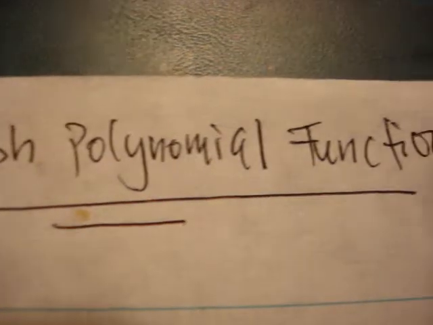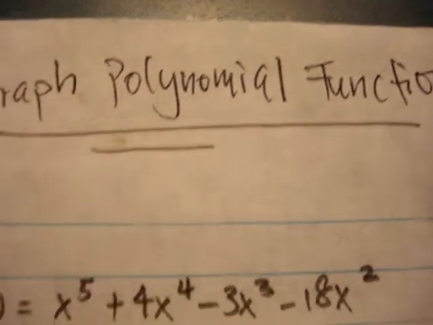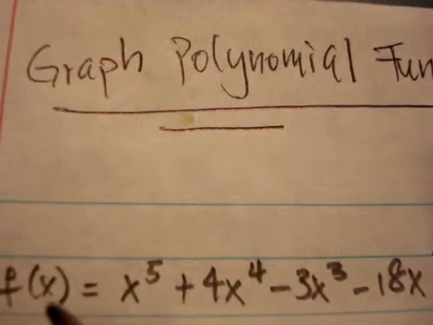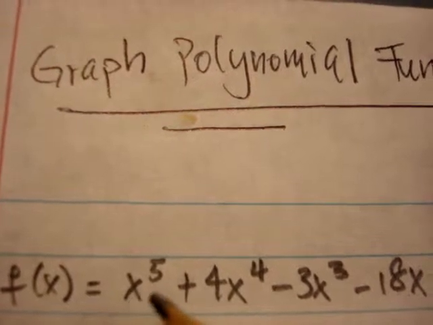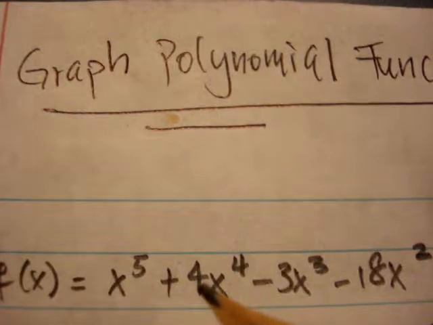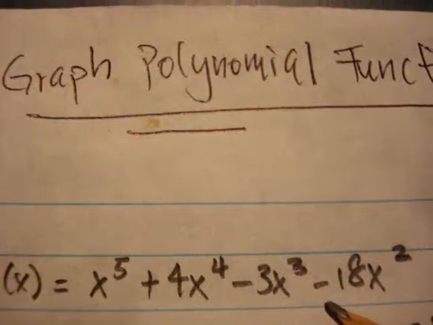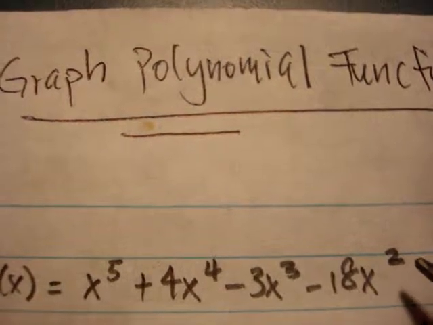Graph polynomial function. Let's say you're given this polynomial function f of x equals x to the fifth plus 4x to the fourth minus 3x to the third minus 18x to the second.